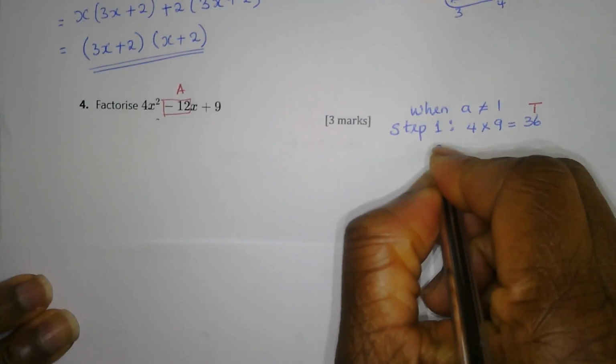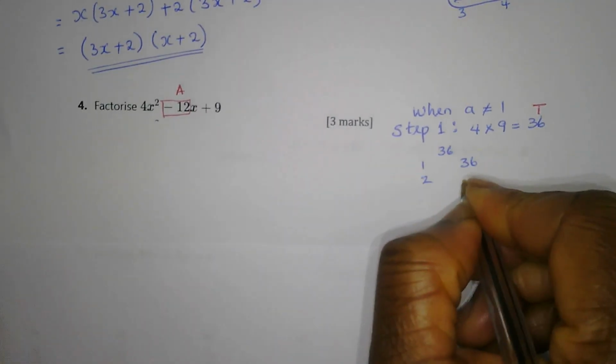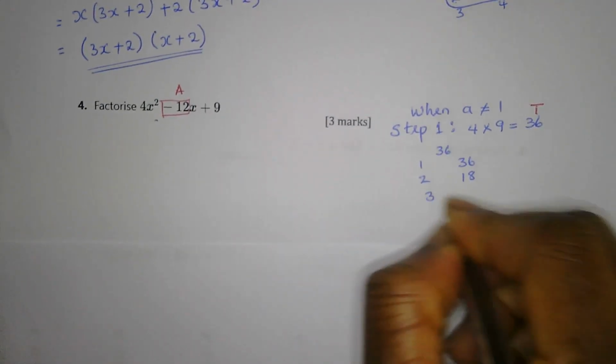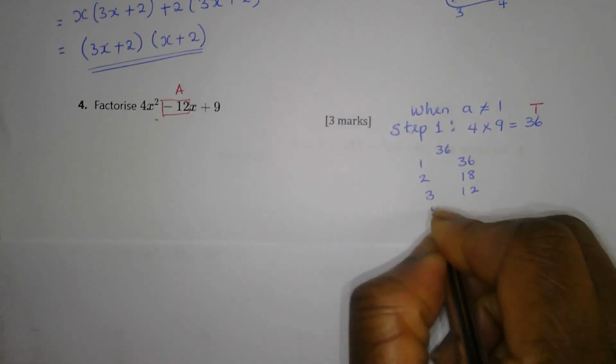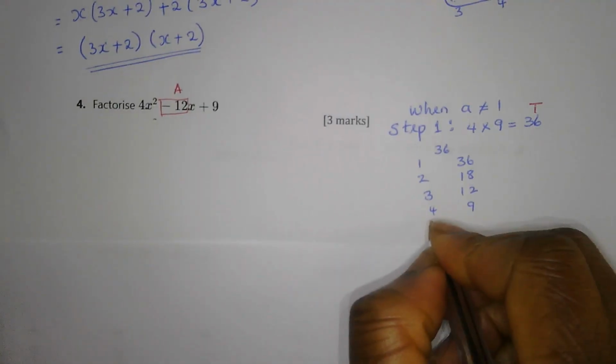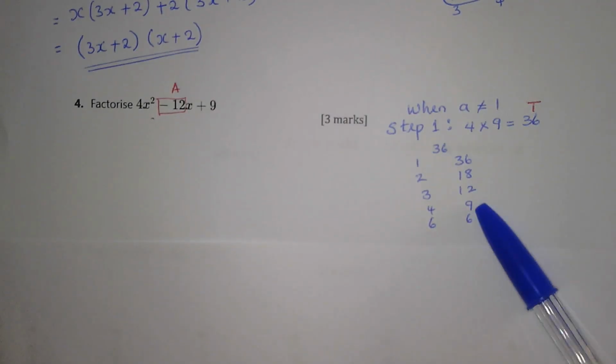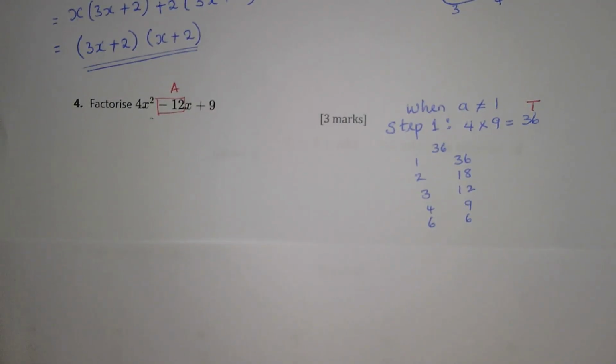I'm going to start with 36. 1 times 36 is 36. 2 times 18 is 36. 3 times 12 is 36. 4 times 9 is 36. There's no 5. 6 times 6 is 36. No 7. 8, no. 9 times 4, but we already have it, 9 and 4. So that means we stop there. These are all the pair factors of 36.